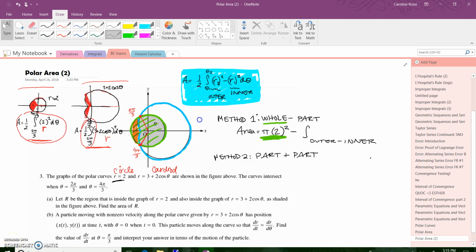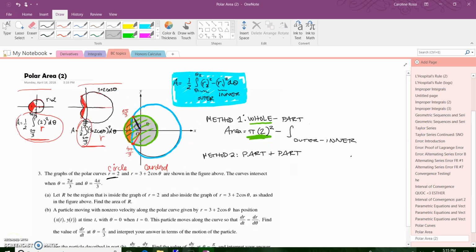In area here, we are going to consider going from 2 pi over 3 to 4 pi over 3, rotating around this way, and you have to decide what is the inner curve and what is the outer curve. So this here is the outer boundary, or further from the pole. This one right here is the inner boundary, closer to the pole. The outer one is r equals 2. The inner one is 3 plus 2 cosine theta. So what I'm going to do is do an integral from 2 pi over 3 to 4 pi over 3.